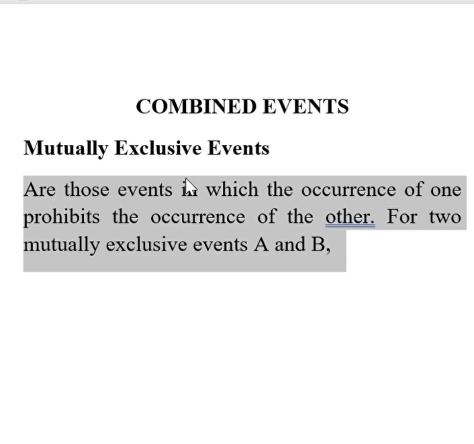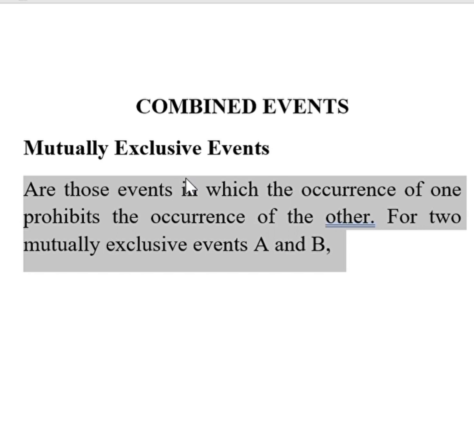Now we shall start to talk about mutually exclusive events as a form of combined events. Mutually exclusive events are those events in which the occurrence of one prohibits or hinders the occurrence of the other event. For example, you cannot pass and fail an exam at the same time. You cannot be seated and standing at the same time, and many other types of events.